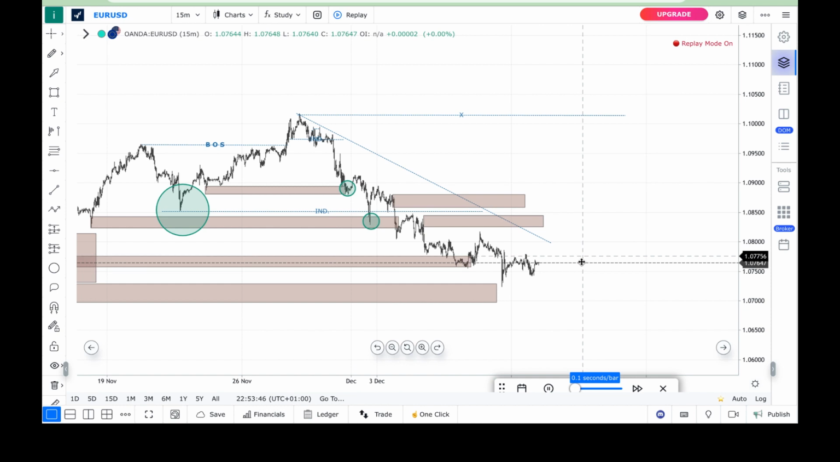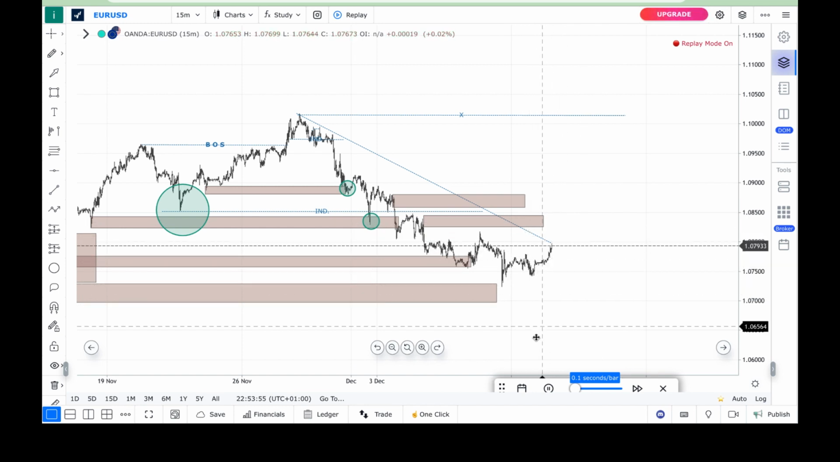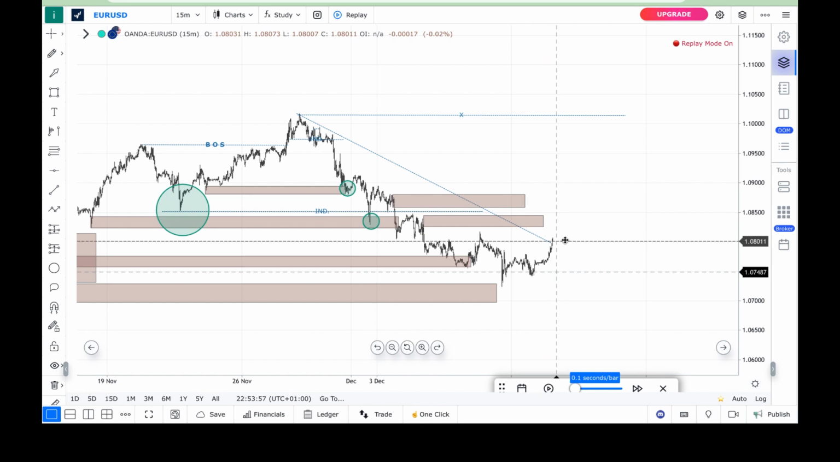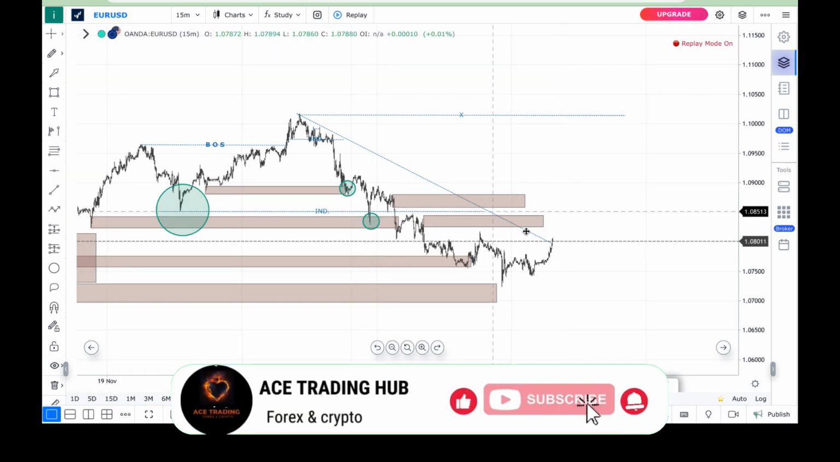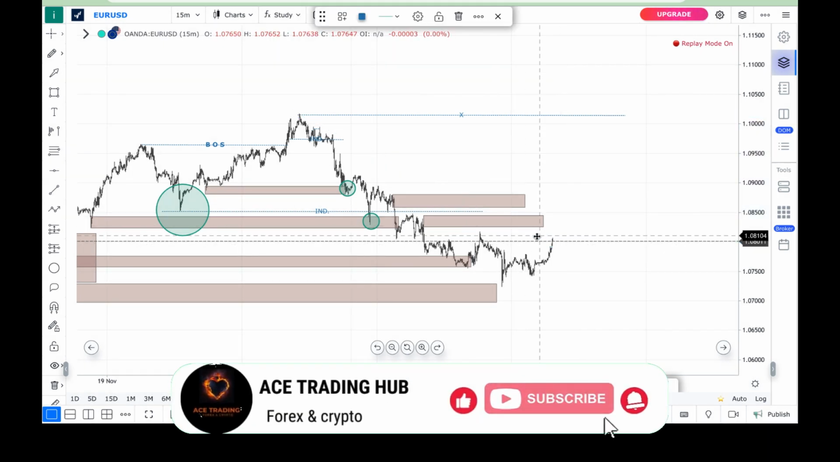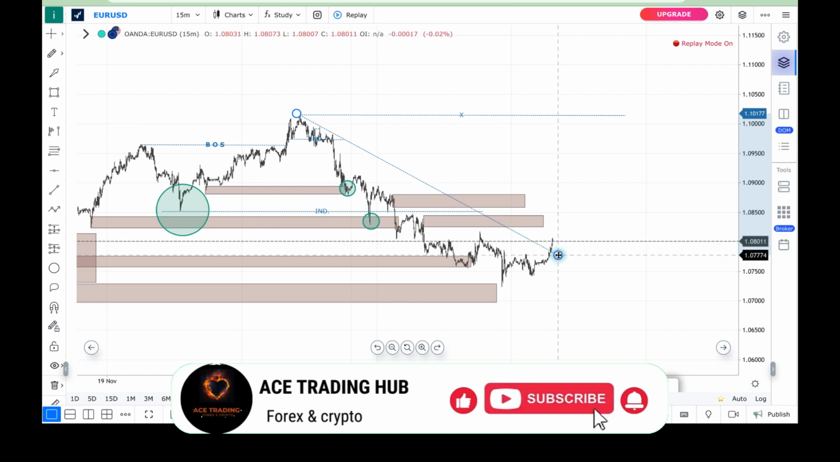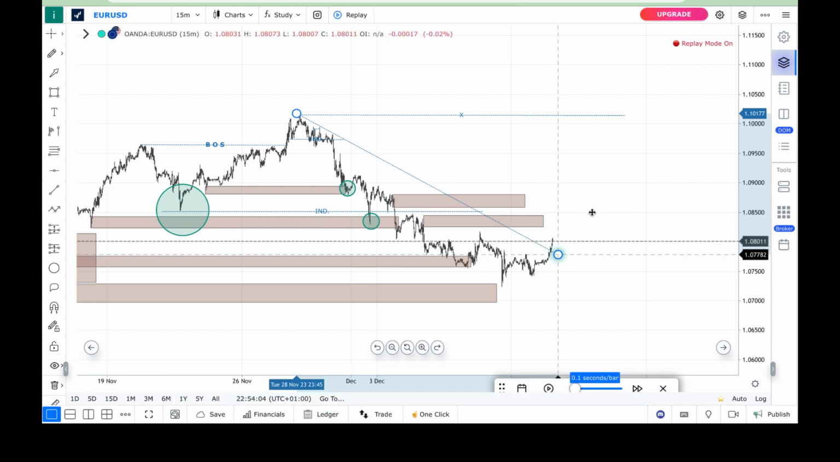It keeps going, keeps moving. Okay, can you see? It gives the trend line traders a small reaction, and then took off. Small reaction and took off. Now some people already lost here.